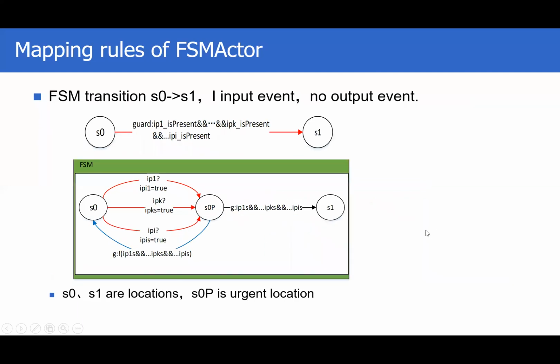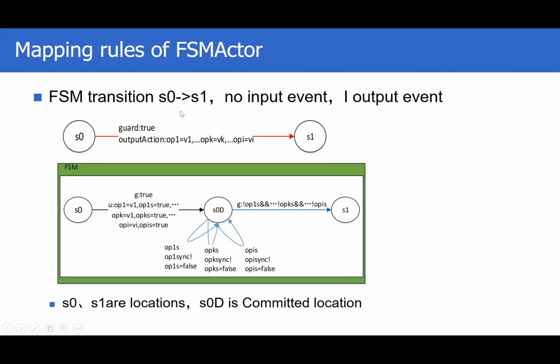And the next picture shows the transition with input and no output event. So here we just have one additional location for receiving the input signals. And this transition is no input event and output event. So we just have an additional helping location for sending for the output port.